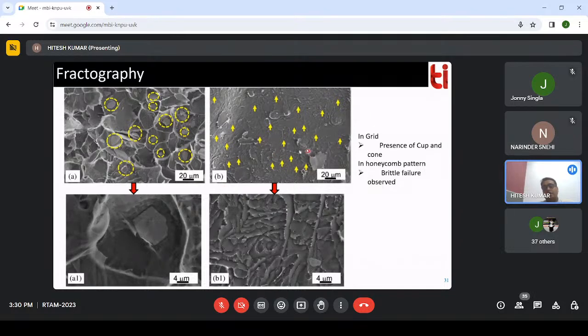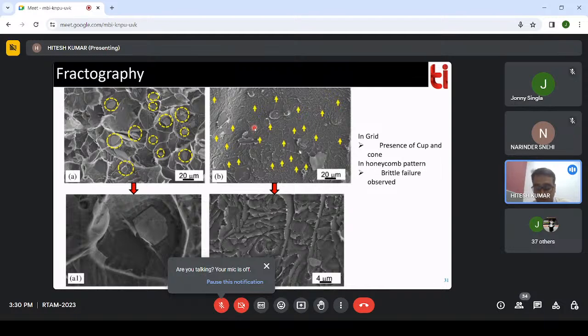But in the honeycomb structure, a brittle kind of failure occurs in the sample. One of the major reasons could be that the material has high strength in comparison to the other parts.